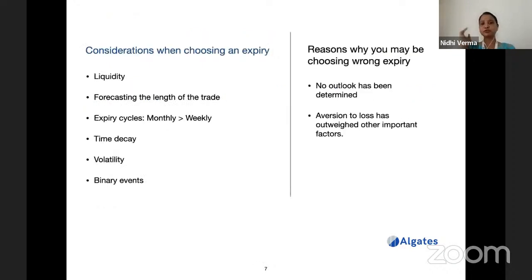So when choosing expiry, you have to consider certain things, like forecasting the length of the trade, how long you are going to be in the trade, whether you are going to close this trade in a couple of days or keep it for the long term, like till the expiry. It does not have to be that you keep the trade till expiry. You can close it well before that, right?